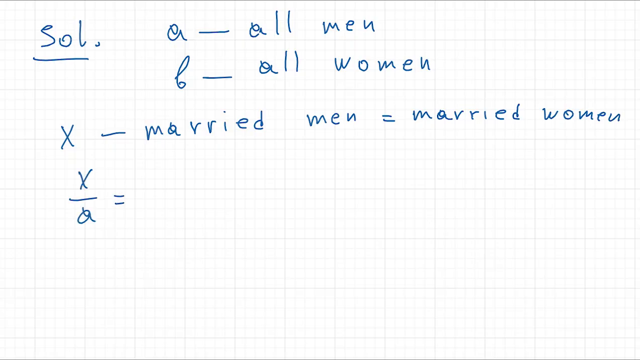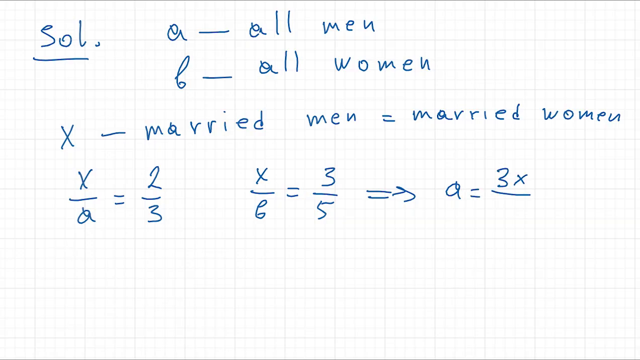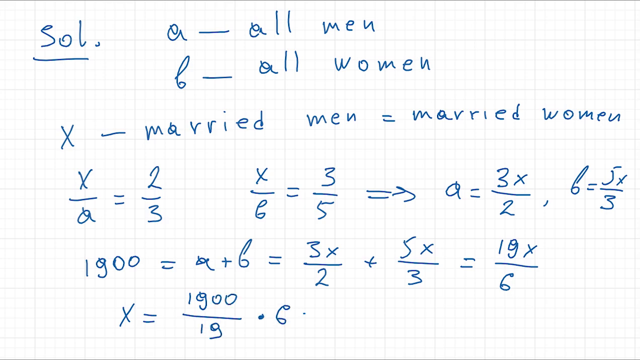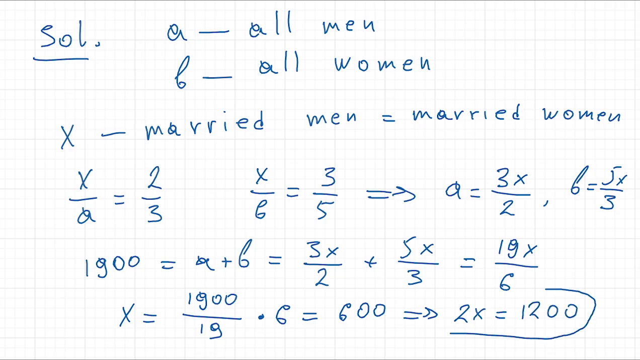Then we get x divided by A is equal to 2 divided by 3, and x divided by B is equal to 3 divided by 5. Hence, A is equal to 3x divided by 2, B is equal to 5x divided by 3. The total population is A plus B, equal to 3x divided by 2 plus 5x divided by 3, that is 19x divided by 6, that is 1900. So x is equal to 600. Therefore, there are 600 married men and 600 married women. That is 1200 married people in total.